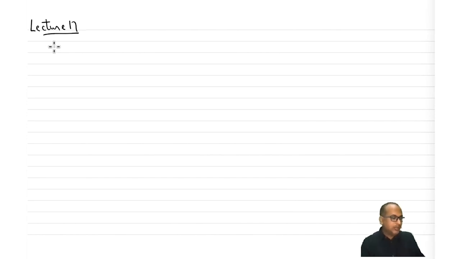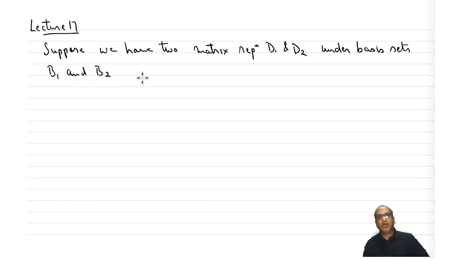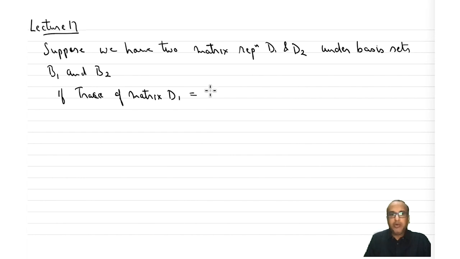So let's consider, suppose B1 and B2 are basis sets of same order, that is the number of vectors which are chosen in the basis are same. So the dimensionality of the matrix for D1 and D2 will also be same. Also, if trace of the matrix D1 is equal to trace of the matrix D2, we call the representations D1 and D2 as equivalent.